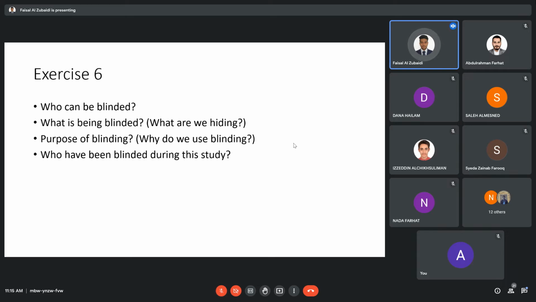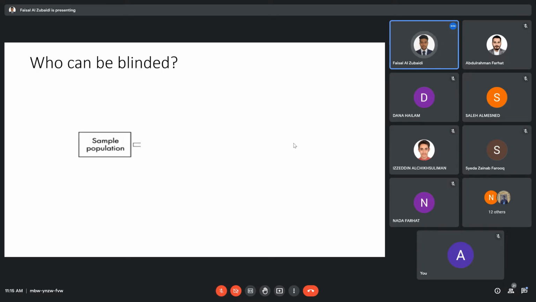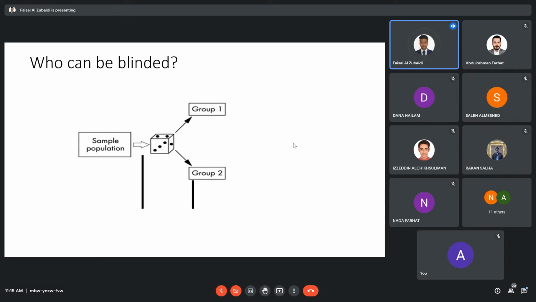So eventually we'll talk about our study. But before that, first of all, we have our sample population. And from the sampling process, when we take a sample from the population, we will have to select a certain sample, and the sample will then be divided into two groups. So when we select the patients, at which level are we talking about here? Which level should we blind? Who should be blinded in the selection process?